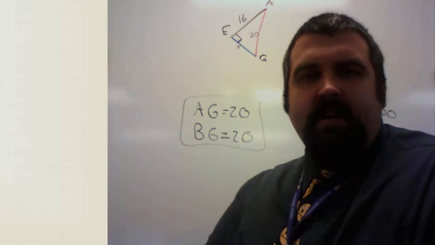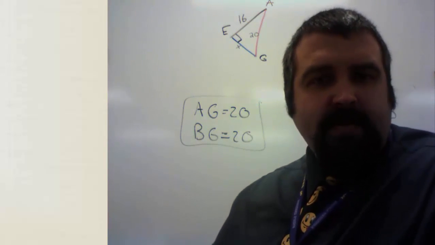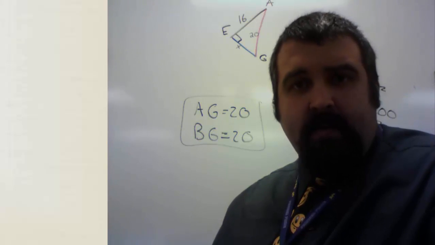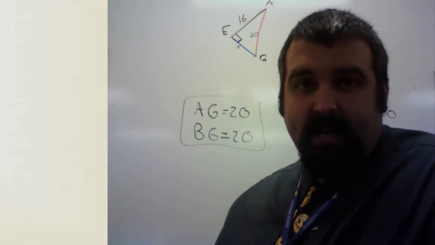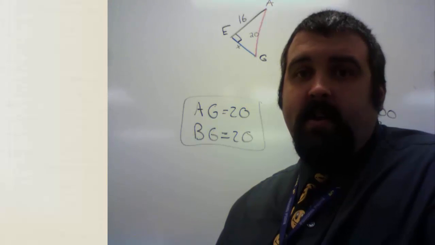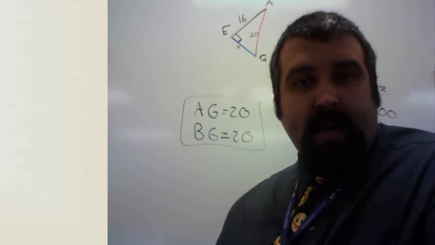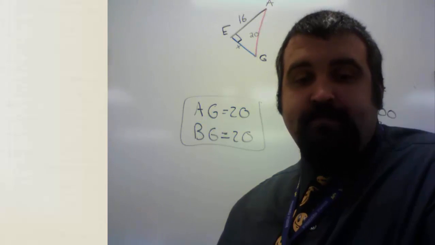So this is perpendicular bisectors and how they can be used in a triangle. The three perpendicular bisectors of a triangle always intersect at a point that we call the circumcenter. And that circumcenter is always the same distance away from each vertex.